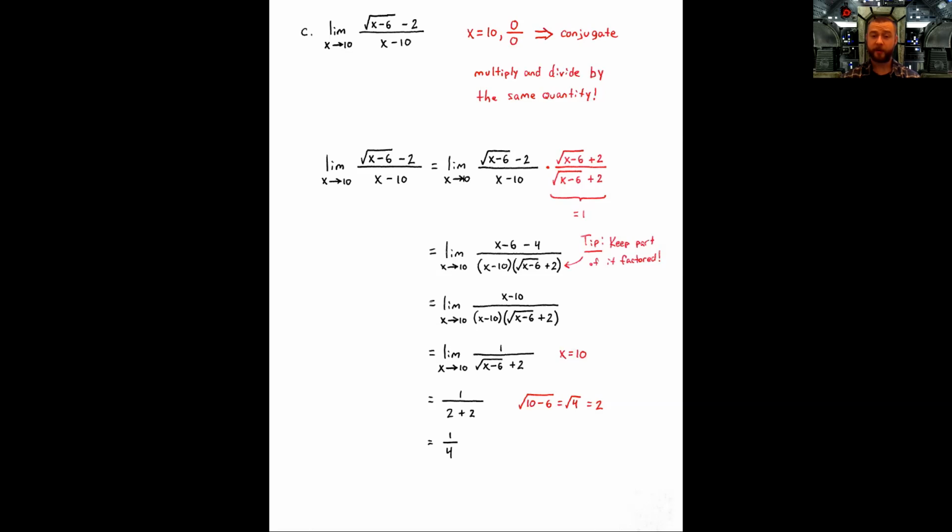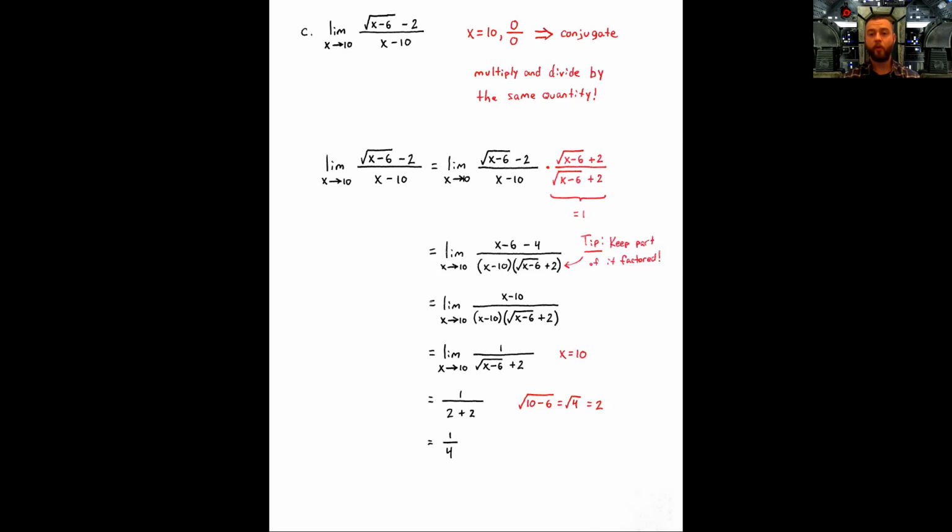All right, now our numerator right now is x minus 6 minus 4. Combine those like terms to get x minus 10. And the reason why we wanted to keep our denominator factored here is so we can see that the factor x minus 10 cancels out. And what we have is the equivalent expression or function 1 divided by the square root of x minus 6 plus 2.